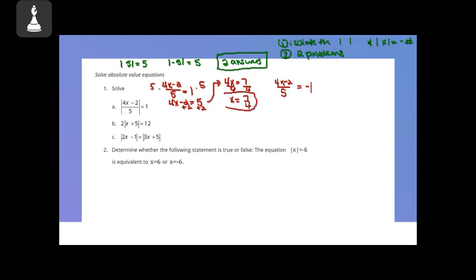And I'm going to follow those same 3 steps of multiply by 5, add 2, and divide by 4 on this problem. So multiply by 5, we have 4x minus 2 equals negative 5. I'm going to add 2 to both sides. I have 4x equals, that's going to be negative 3. And now I need to divide by 4, so x equals negative 3/4. So the two answers for A are 7/4 and negative 3/4.